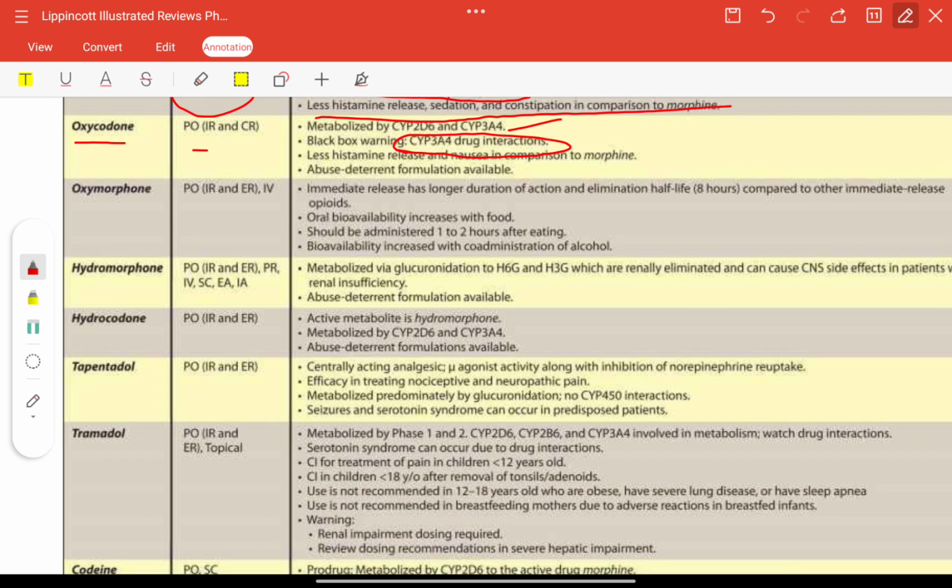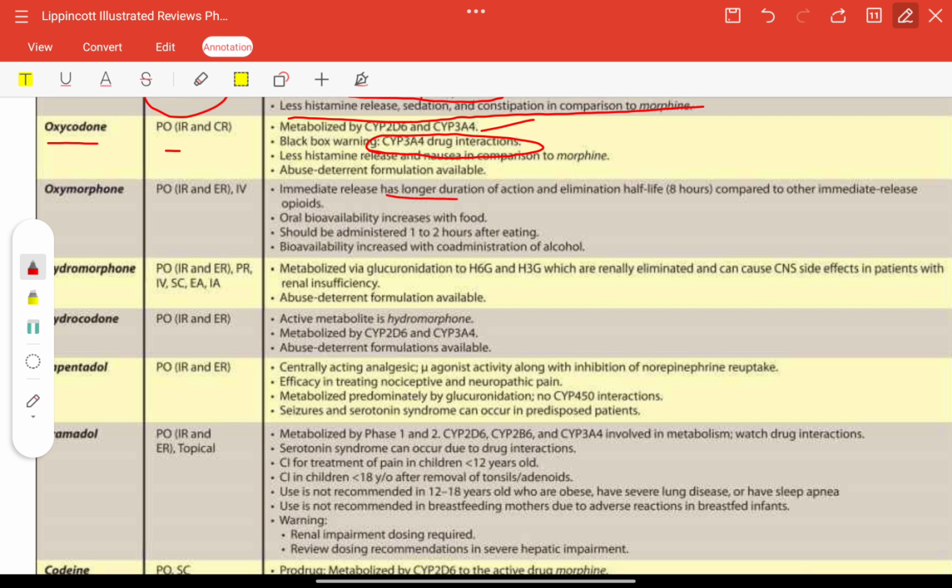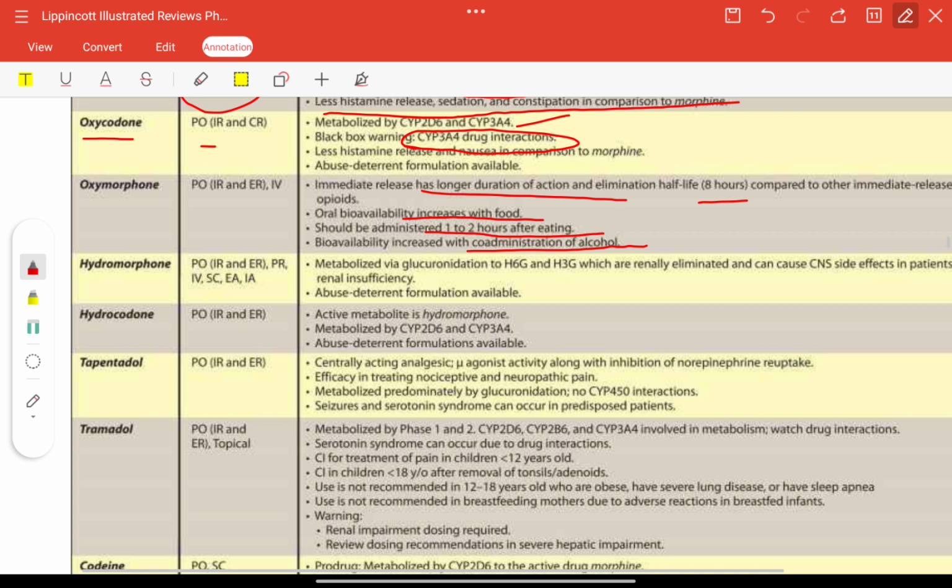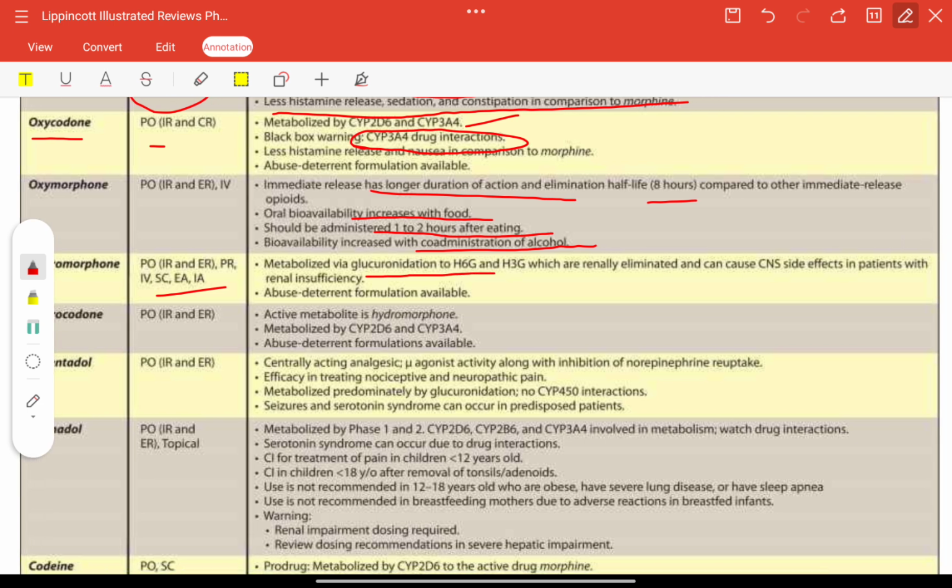Now oxymorphone, immediate release, has a longer duration of action and an elimination half-life of 8 hours compared to other immediate release opioids. Oral bioavailability will increase with food, and it should be administered 1 to 2 hours after eating. Bioavailability will also increase with co-administration of alcohol. Now hydromorphone, also available in oral and parenteral forms, is metabolized by glucuronidation, and the metabolites are eliminated renally and can cause CNS side effects in patients with renal insufficiency. Abuse deterrent formulation is also available.